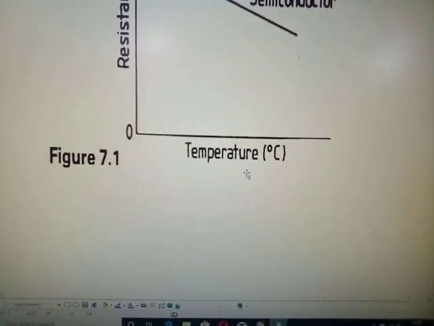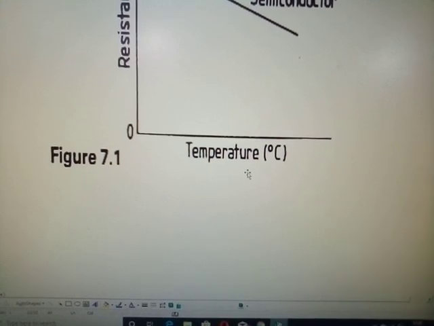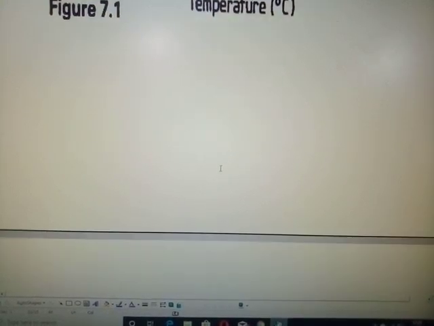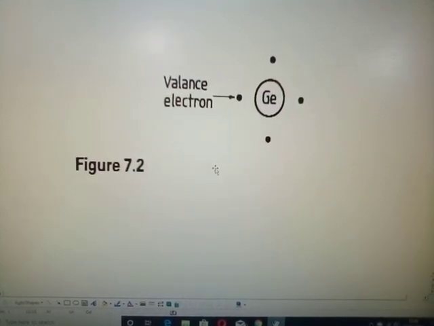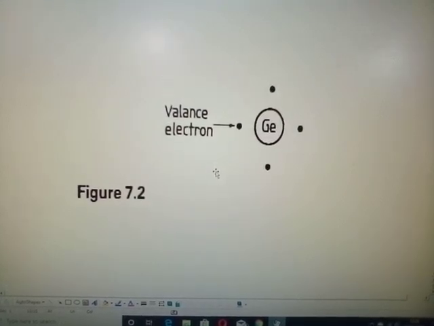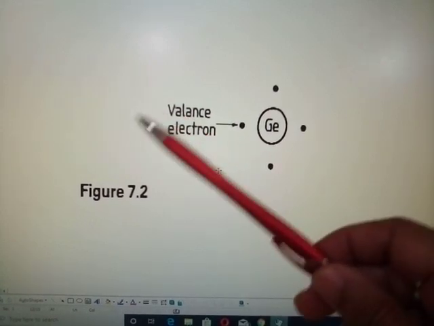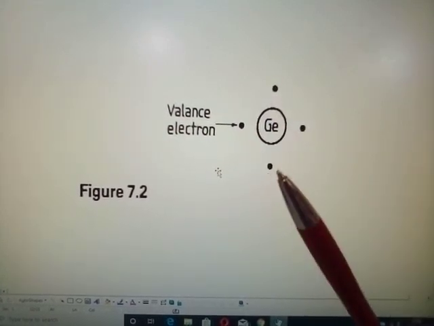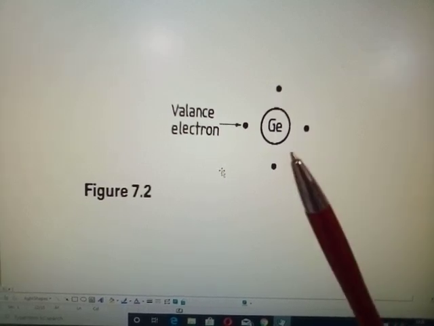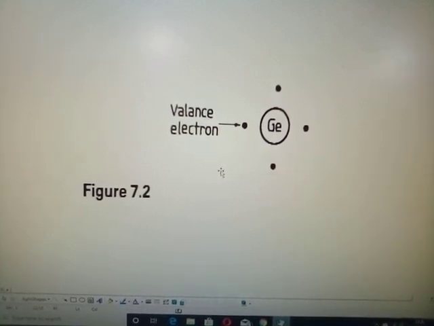And again here, figure 7.1. Now here's where we were talking about the holes and so forth and the valence electron. Do some research for this for yourselves, because you need to understand or have some prior knowledge of what I'm talking about in regards to germanium and valence electrons. Okay.